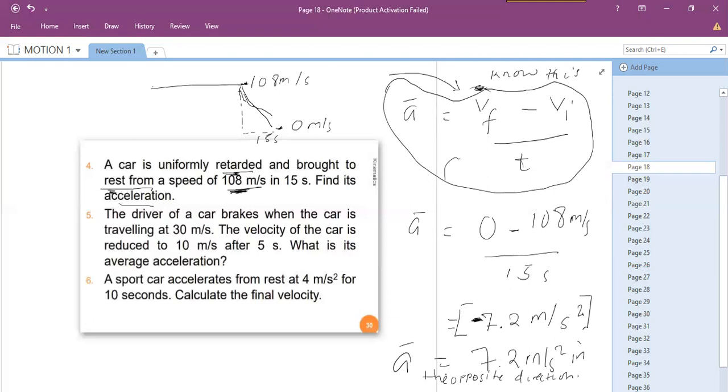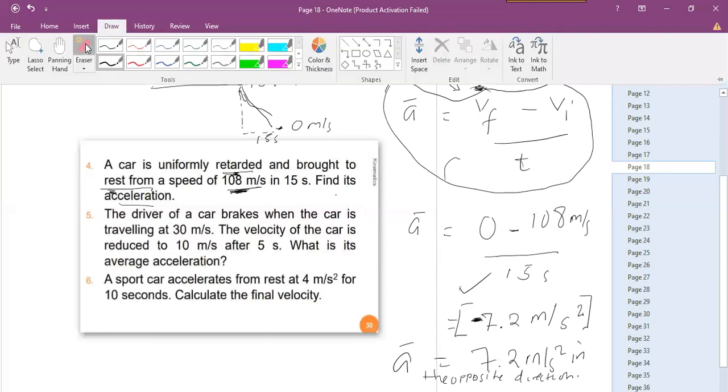I'm going to talk about resultant forces when we talk about dynamics. But right now, just say the acceleration answer is negative 7.2 meters per second squared, but we won't write this negative. We're just going to say 7.2 meters per second squared in the opposite direction because it's retardation.